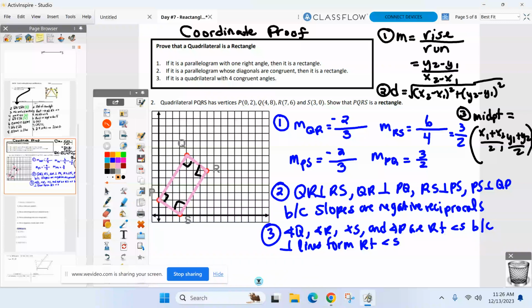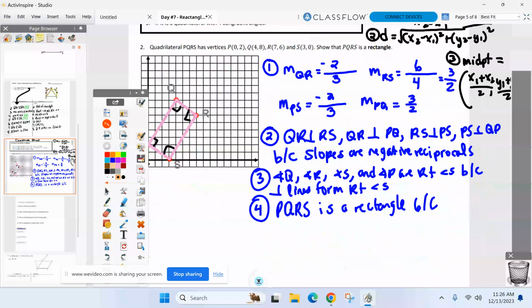So my step 4 is going to be, what is this, PQRS? PQRS is a rectangle. And then just tell me why you know it's a rectangle. Because it has 4 right angles.